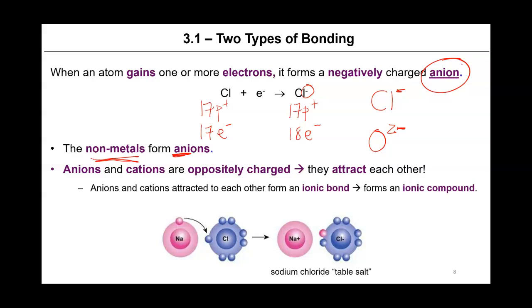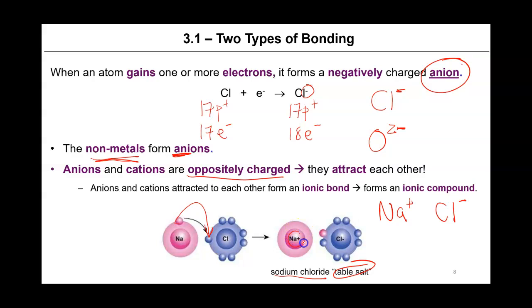Now, something that's important to recognize is that anions and cations attract one another because they are oppositely charged. So a sodium ion will be attracted to a chloride ion and form the compound sodium chloride, which you might know as table salt. However, another way of thinking about this is that a sodium atom can transfer one electron to a chlorine atom.